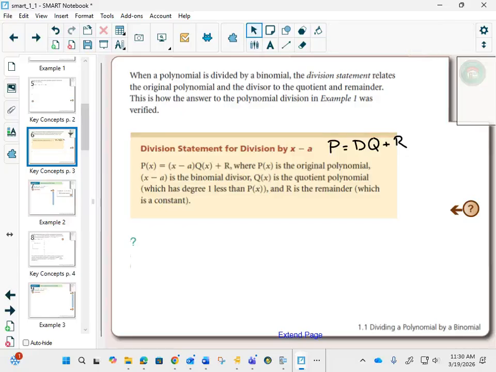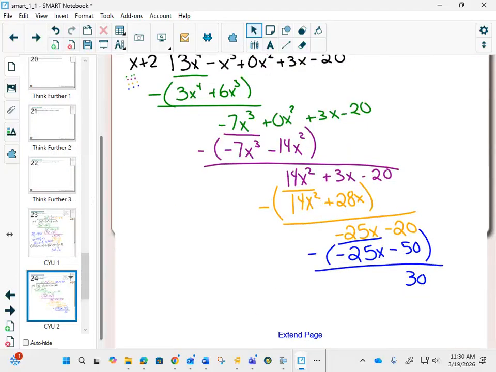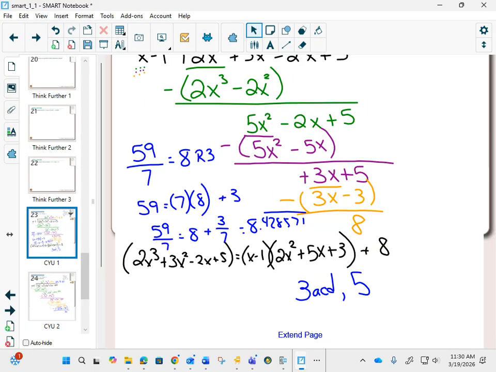And we've been doing this all the way through, right? If you look at example 1, oh, this is example 2. If you look at example 1, sure enough, right here, we wrote, this is the polynomial, this is what we divided by, this is what we got when we divided, and those two are multiplied together, and then we added here our remainder at the end.